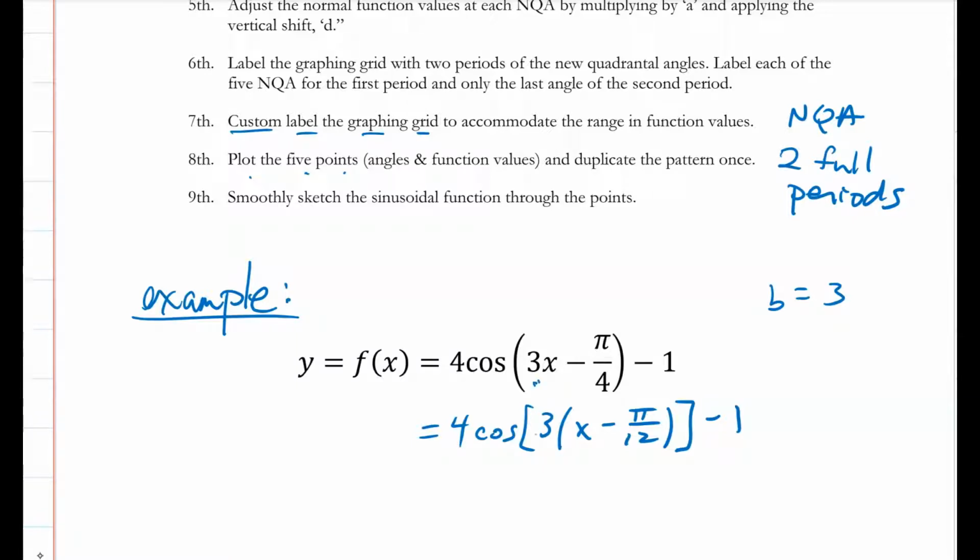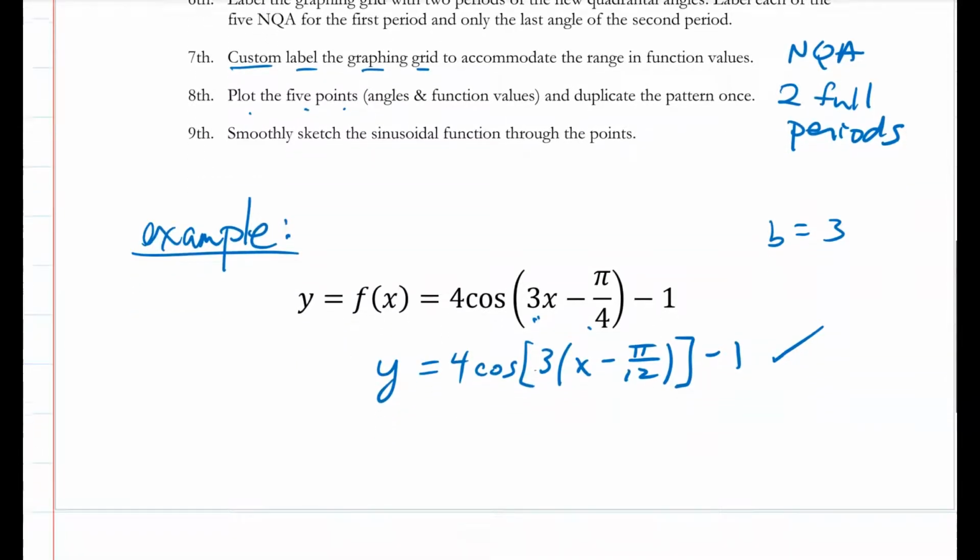Well, 3 times x is 3x. That's easy to see. We got that. And then here we have the fraction. 3 times pi over 12 is 3 pi over 12. That is pi over 4, isn't it? So we are good here. That is correct. And so now we have our transformations very visible to us. No problem seeing what they are.